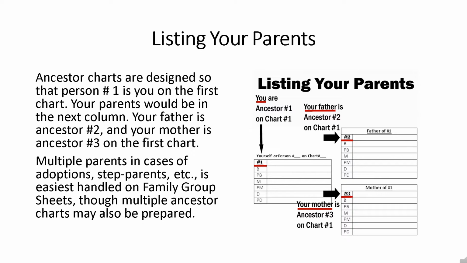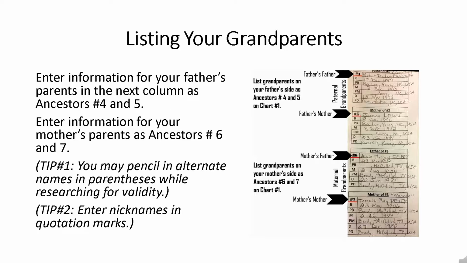Listing your parents. Ancestor charts are designed so that person number 1 is you on the first chart. Your parents would be in the next column. Your father is ancestor number 2, and your mother is ancestor number 3 on that first chart. Multiple parents, in cases of adoptions, step-parents, etc., is easiest handled on the family group sheets, though multiple ancestor charts may also be prepared.